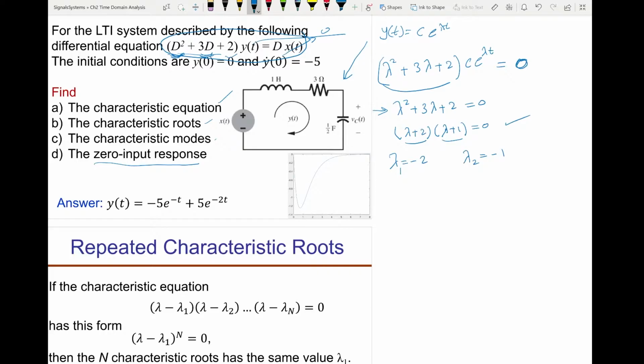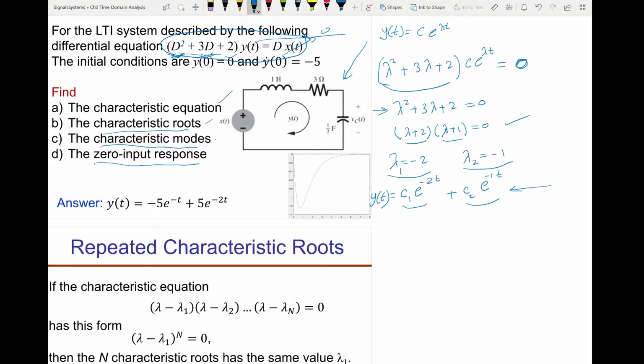So the general solution will be a combination of these characteristic modes: C1 e^(-2t), that's lambda 1 t, plus C2 e^(lambda 2 t), which is e^(-t). And this is y of t. That's the solution. And the characteristic modes are these. The characteristic roots are these. Are we done? No, we need to find what C1 and C2 are.